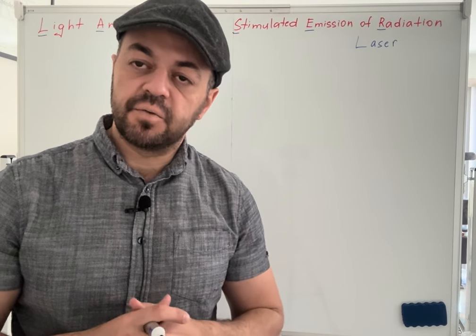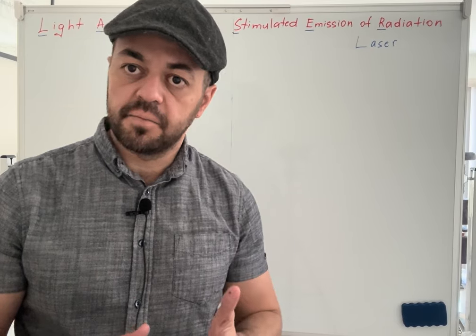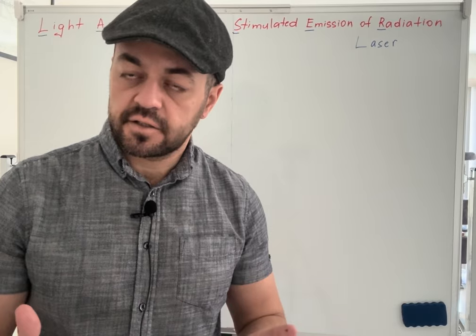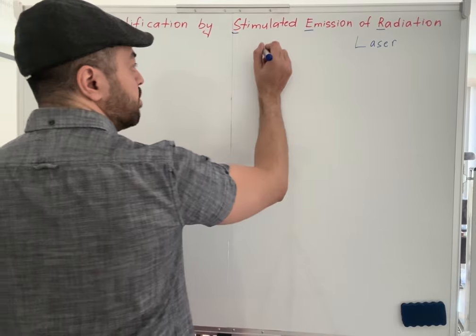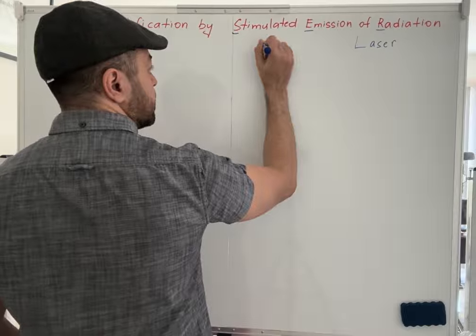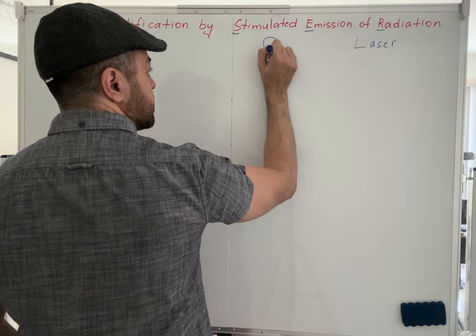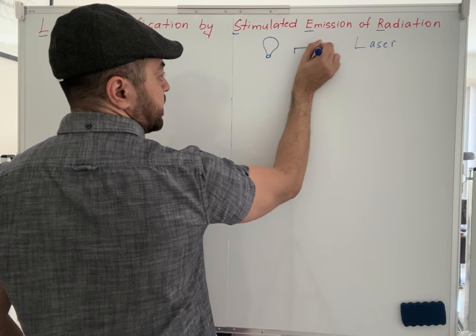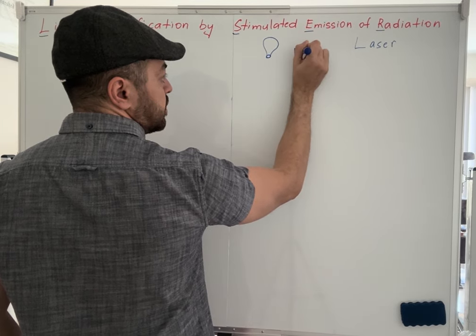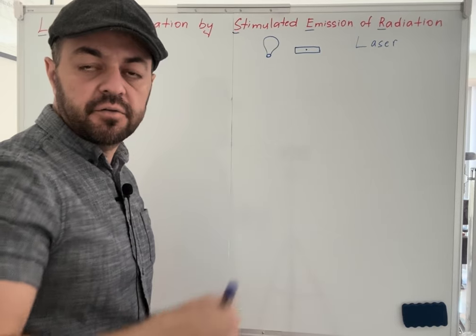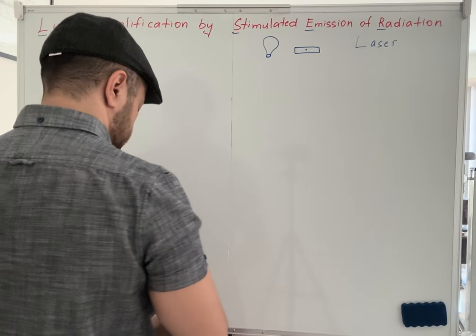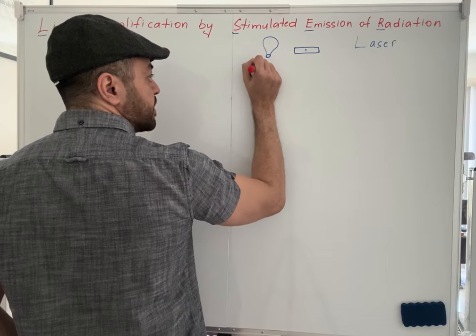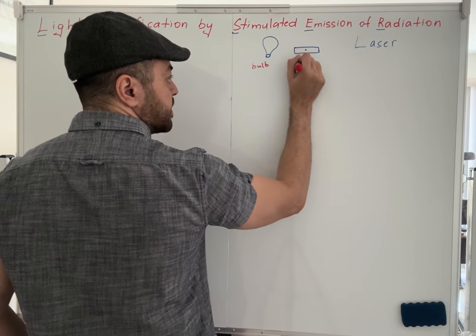The main difference between lasers and a normal bulb is coherency, unidirectionality, and wavelength. So the normal light, like what we have in our houses, and then I'm going to draw a laser. It's kind of like the laser pointer that teachers use. So in a normal light, I will just say this is a bulb, and then this is a laser.